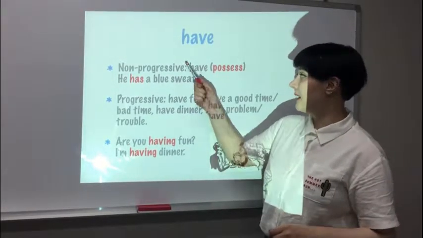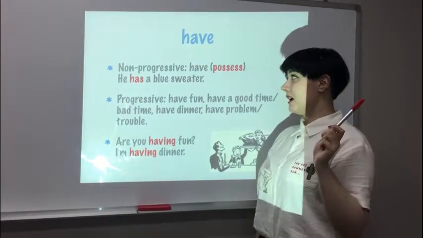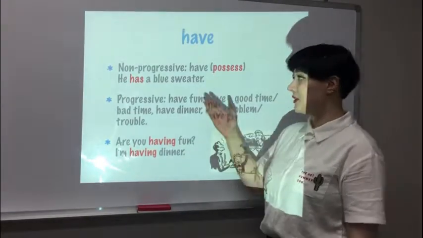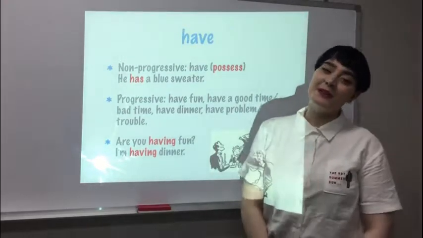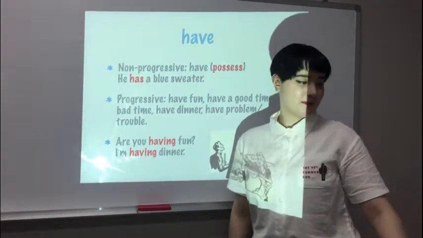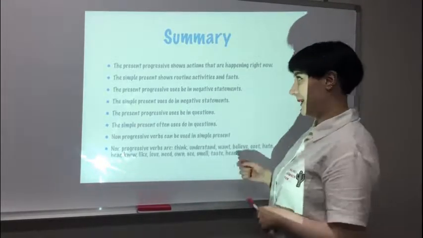So whenever you say something like, I have a pen, or a marker, or I have an iPhone, you can just use have, but when you want to use these expressions, most of the time you would use progressive have. That's it already. We can move on to our summary.